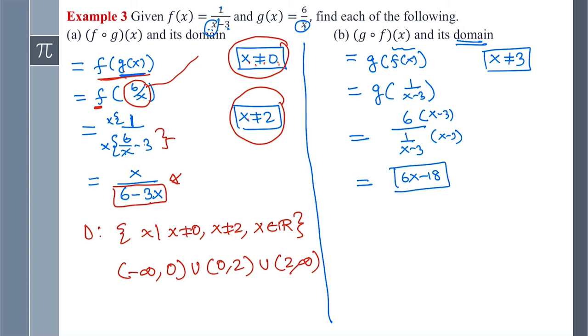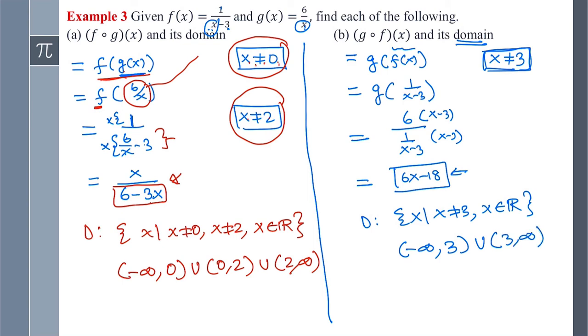So there's no restriction for the domain of this one because it does not have a denominator. So for this one, the domain is all real numbers, but we still have this restriction here, which we need to take into consideration. So the domain for this function is x such that x is not equal to 3 and x is a real number. Or we can also write negative infinity to 3 union 3 to infinity, which is in interval notation.